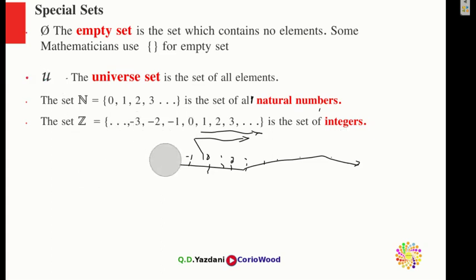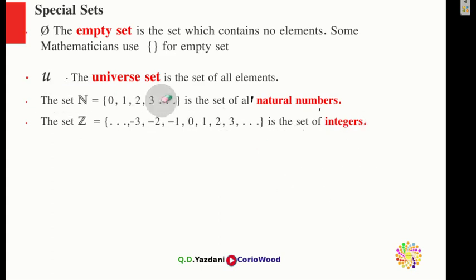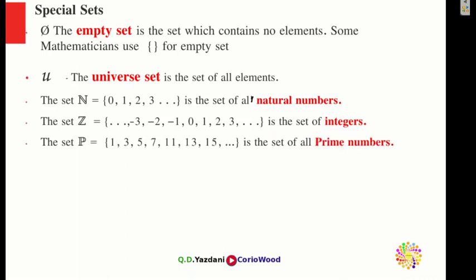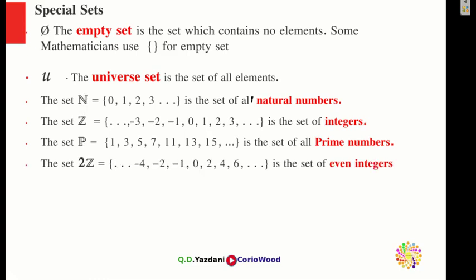Alright, so the set P is 1, 3, 5, 7, 11, 13, 15 and so on, the set of all prime numbers. That's how we denote the prime numbers. And here the set 2Z, because Z is the integers. What is this 2Z? This 2Z is the set of even integers.